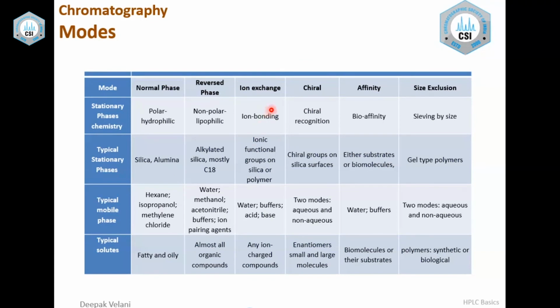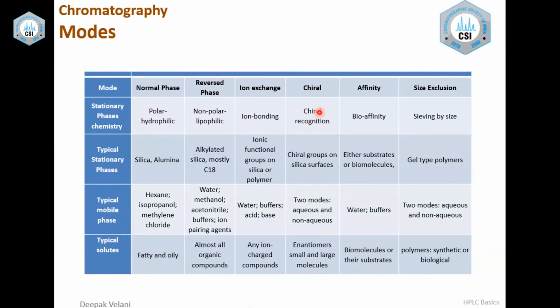Ion exchange is basically ion bonding kind of stationary phases. Ionic functional groups on silica or polymer are the stationary phase. The mobile phase is water, buffer, acids, base, so mainly this is aqueous. And typical solutes are any ion charge compound, meaning it has to have an ion charge, or it should be in the charge form. It should be in ionic form.